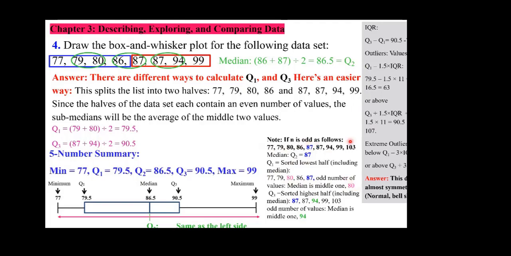If I look at the top half and I keep the median 87, take a look, 87 all the way to 103. I have all of those. The median for that is 94. Now, in this case, Q sub 2 is 87. Q sub 1 is 80, and Q sub 3 is 94. And I want to make sure everybody understands what happens if n is odd. You want to be careful with that.